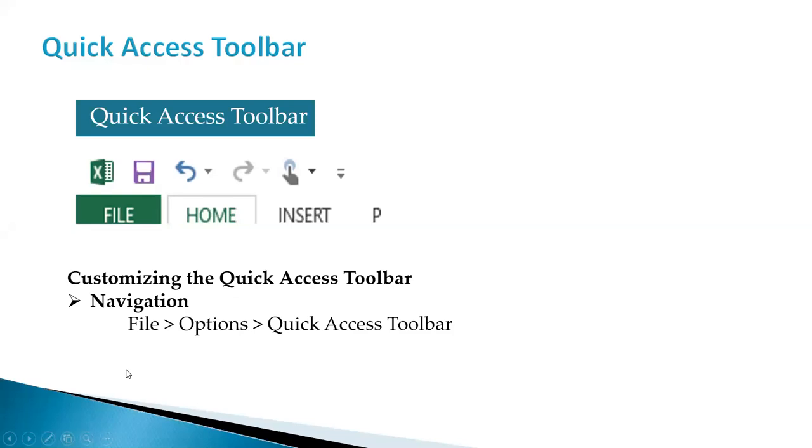So to customize the quick access toolbar, this is our navigation. You go to File, then Options, then to Quick Access Toolbar. Let's check that out.